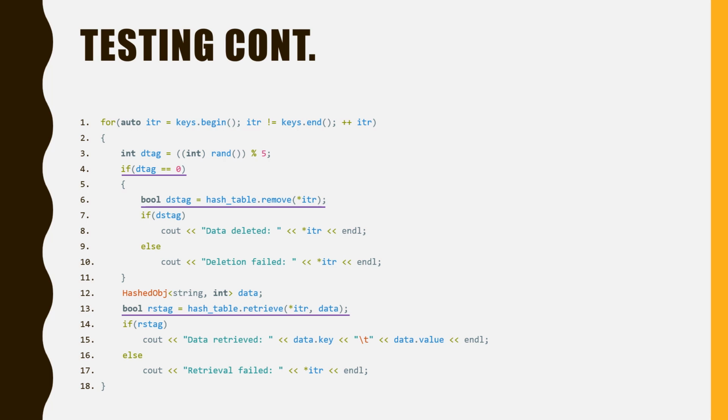If we delete a record, we will print out whether the deletion is successful, and if yes, which record is deleted. Then, we will try to retrieve the record from the hash table. If the record has been deleted, we would expect to see the retrieval failed warning. Otherwise, we would expect to see the corresponding information being printed.